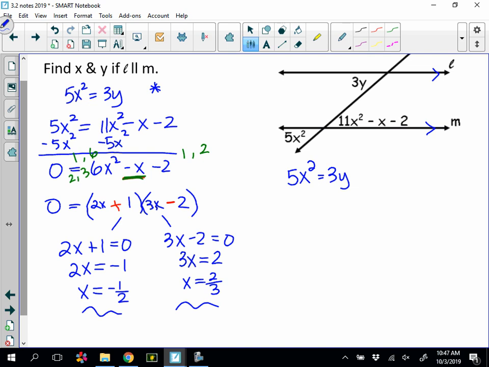So I'm going to work with what I get for y if I plug in, it's actually negative, -1/2. So let's do the math. I'm going to do 5 times (-1/2) squared equals 3y. Let's go through that process and simplify it. If I do (-1/2) squared, I get 1/4.